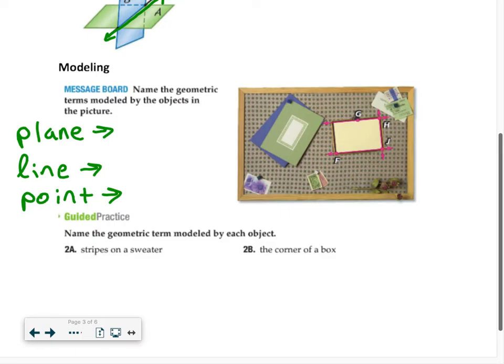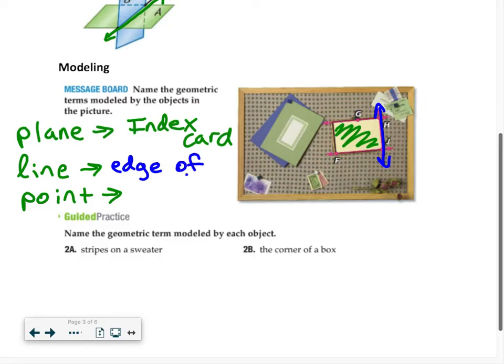So the plane, I think pretty easy. You think of a piece of paper as a plane. So you see this index card here. That models a plane. What about a line? Well, here I see a line drawn, line HJ, so that's kind of the edge of the index card.